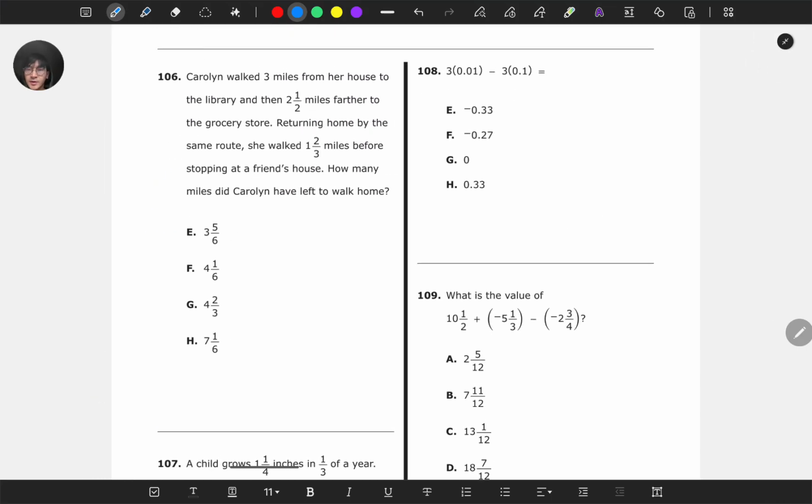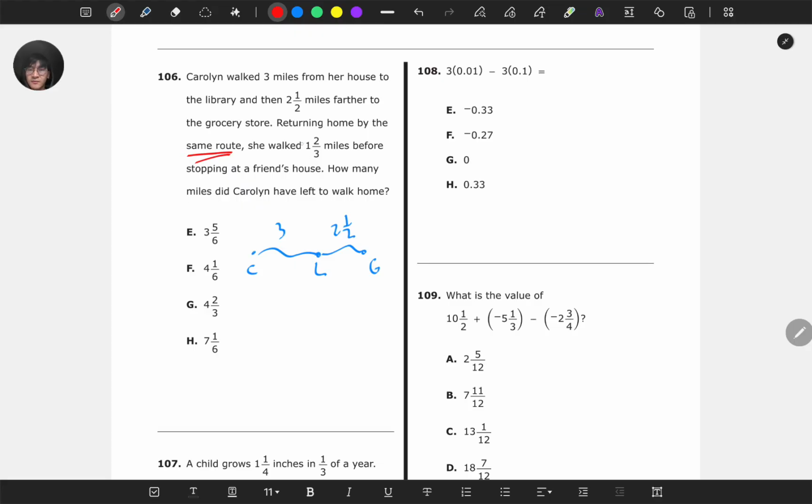Carolyn walked 3 miles from her house to the library and then 2.5 miles farther to the grocery store. Okay, so I'm gonna call this C for her house. Then she did some amount. We can call this, there's 3 miles here. This is the house to the library, L, and then this is 2.5 to the grocery store, G. And then returning home by, oh, important, the same route.